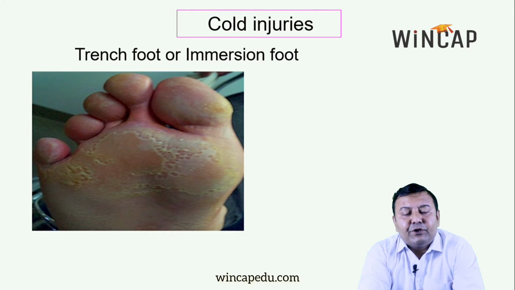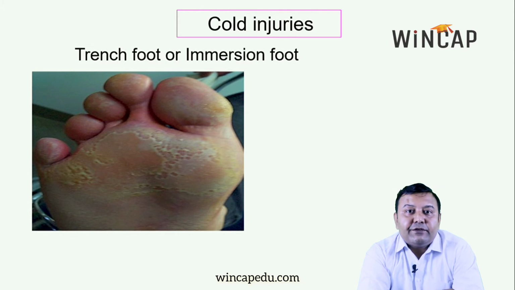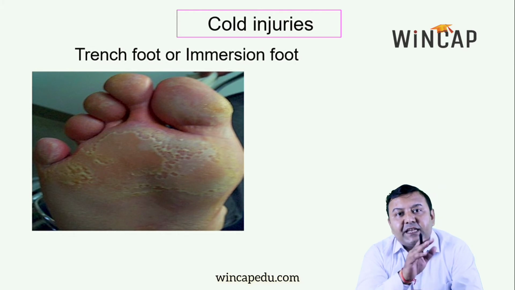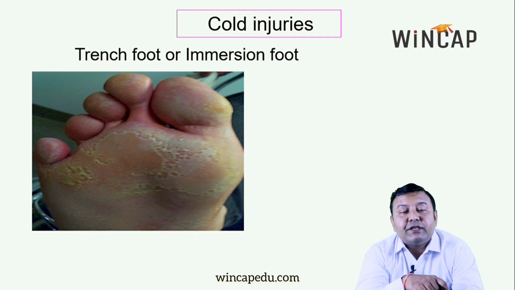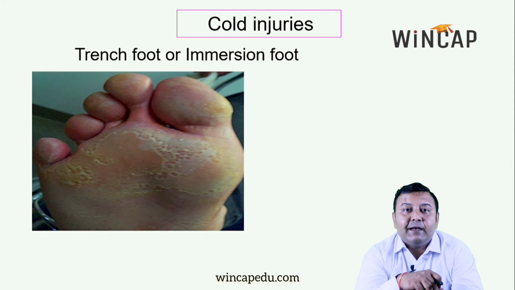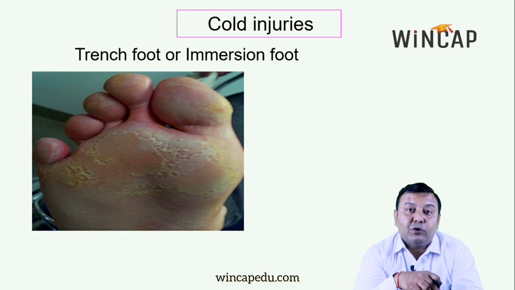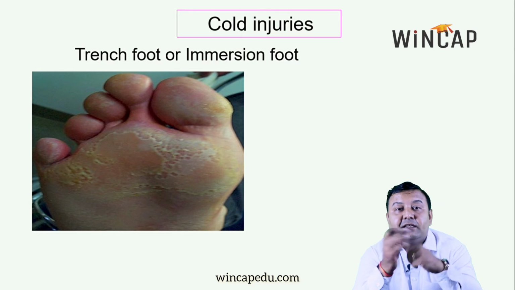First is trench foot or immersion foot. Now as the picture is showing you, trench foot or immersion foot basically is a condition wherein the extremities are exposed to a lot of humidity and a lot of cold. What this does is it causes initially epithelial damage to the superficial layer of the skin, which leads to the skin being peeled off, and eventually it can even extend to a condition wherein amputation of the toes or extremities such as fingers can occur.